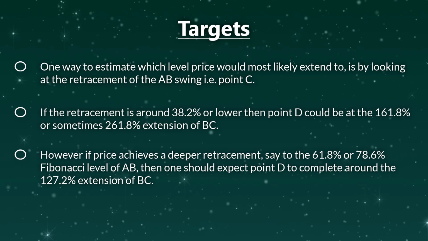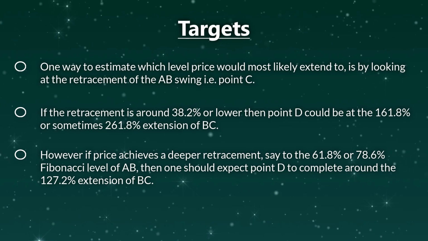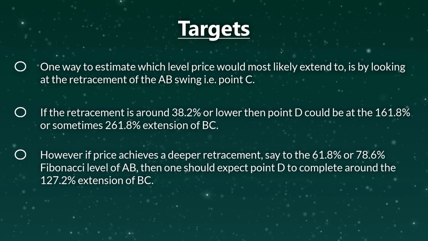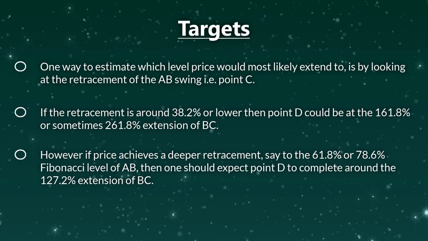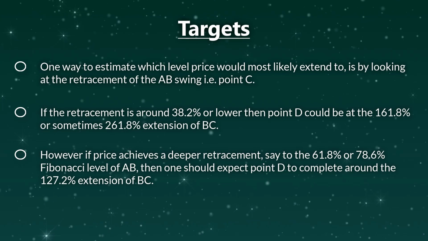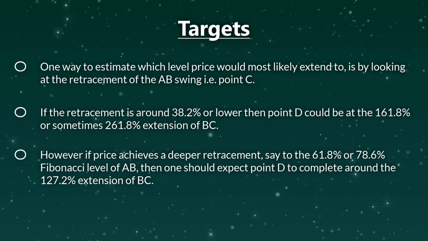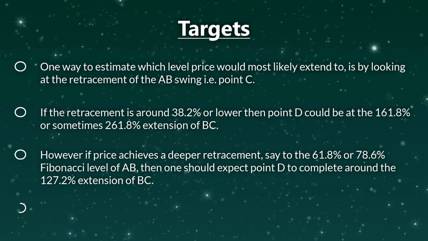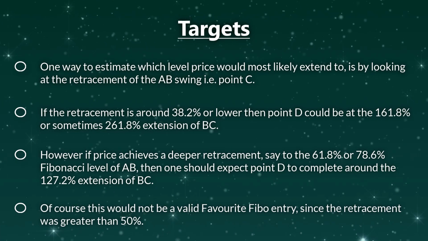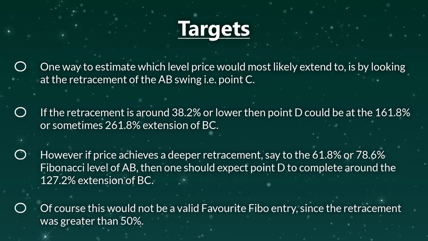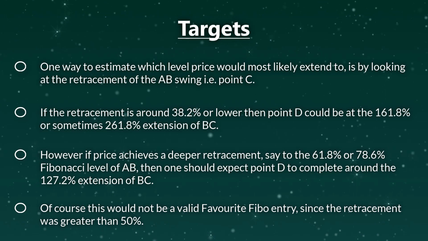However, if price achieves a deeper retracement, say to the 61.8% or 78.6% Fibonacci level of AB, then one should expect point D to complete around the 127.2% extension of BC. Of course, this would not be a valid favorite Fibo entry, since the retracement was greater than 50%.